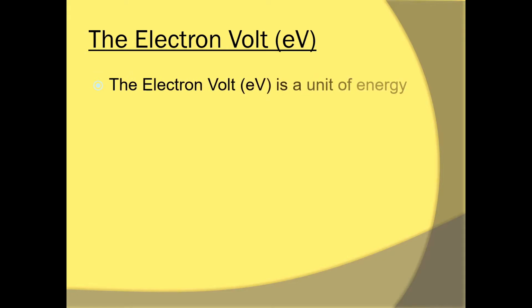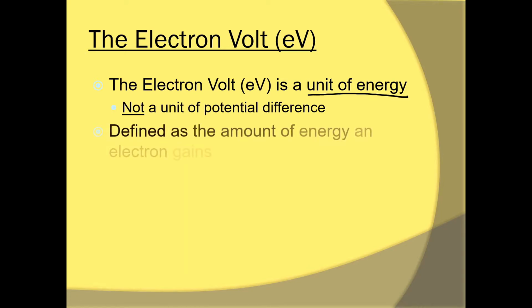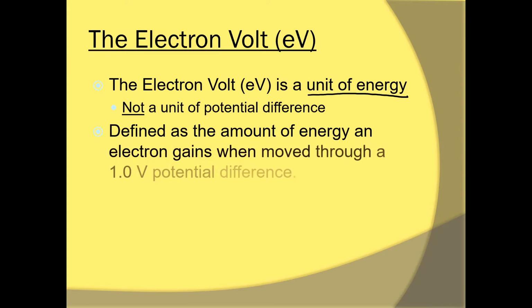This is actually quite a useful unit in nuclear physics. Nuclear chemistry uses this unit as well. So there's a precedent for it. Now the electron volt, and this is something that will mess up a lot of people, is a unit of energy, not a unit of potential difference, which is interesting because the volt is a unit of potential difference. The reason it's not is because we define the electron volt as the amount of energy that an electron gains when we move it through a 1 volt potential difference.